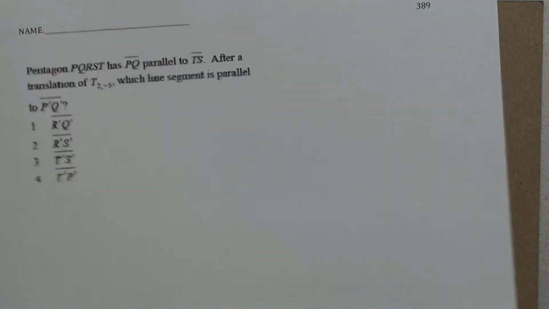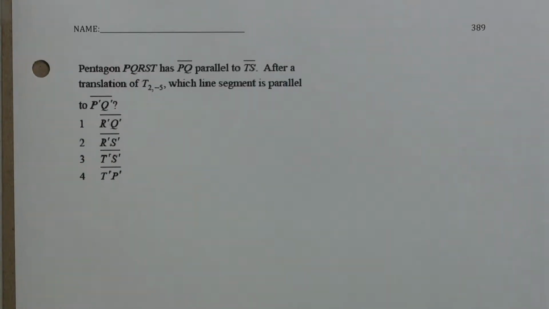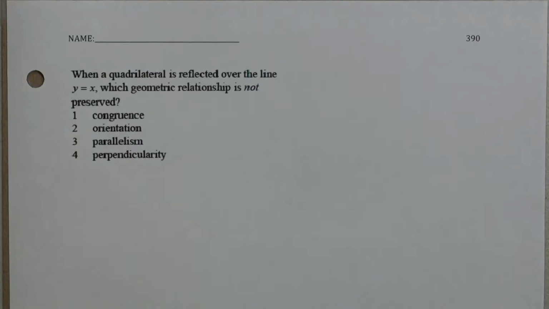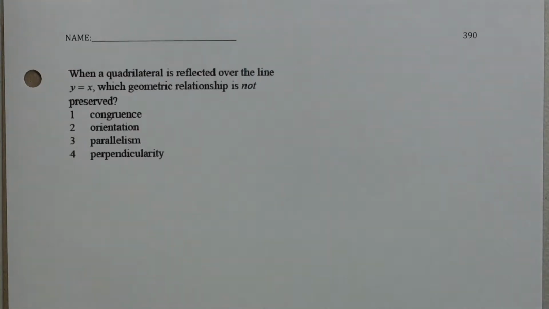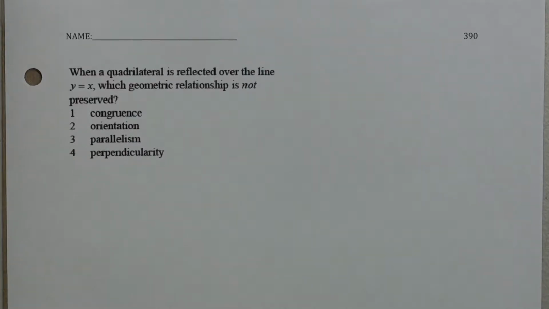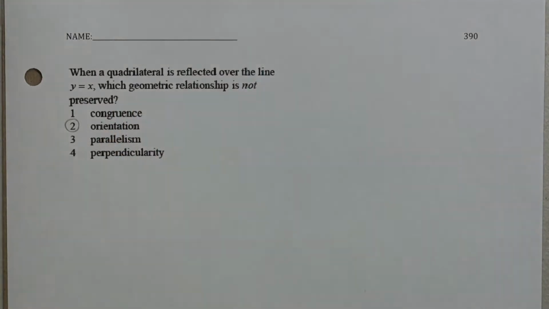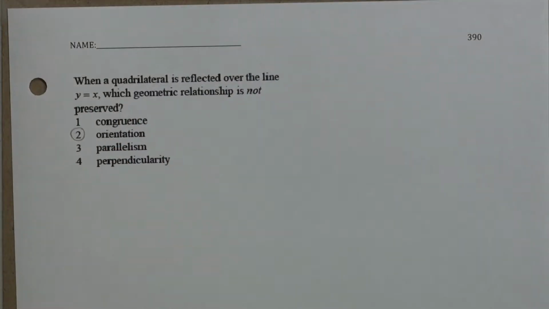We have a pentagon with PQ parallel to TS. After a translation, which line segment is parallel to PQ? Well, TS, because translating it does not affect that. So it's the same one. When a quadrilateral is reflected over the line y equals x, which geometric relationship is not preserved? Orientation. When you reflect something, the orientation always changes.